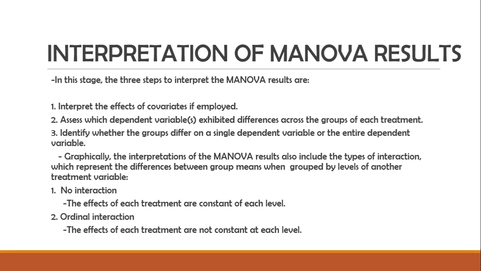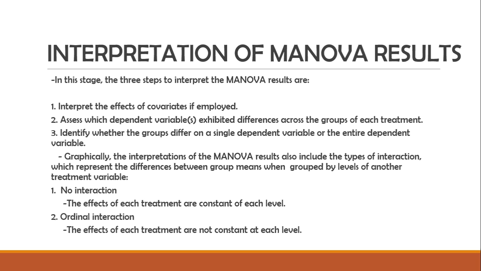Interpretation of MANOVA results. In this stage, the three steps to interpret the MANOVA results are: 1. Interpret the effects of covariates if employed. 2. Assess which dependent variable or variables exhibited differences across the groups of each treatment. Number 3. Identify whether the groups differ on a single dependent variable or the entire dependent variable set. Graphically, the interpretations of the MANOVA results also include the types of interaction, which represent the differences between group means when grouped by levels of another treatment variable.